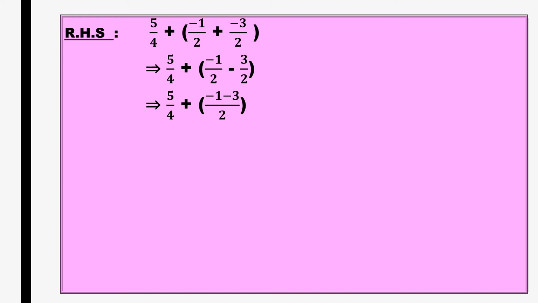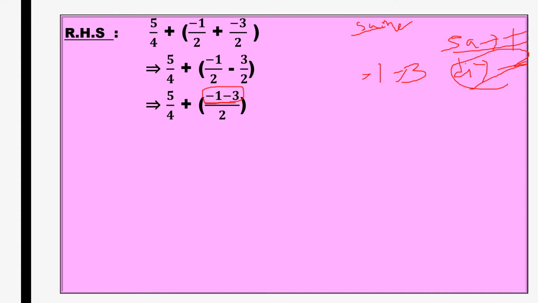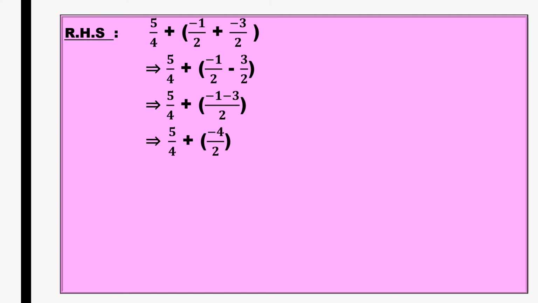Why minus 4 by 2? Whenever two integers with same symbol are there, minus 1, minus 3, then they should be added. Two same symbols, addition. Different symbols, subtraction. Understood? Same symbols, you should put same symbol only for answer. Different symbol, whenever you are doing subtraction, you should put big number symbol. Okay. So you will get 5 by 4 plus minus 4 by 2.